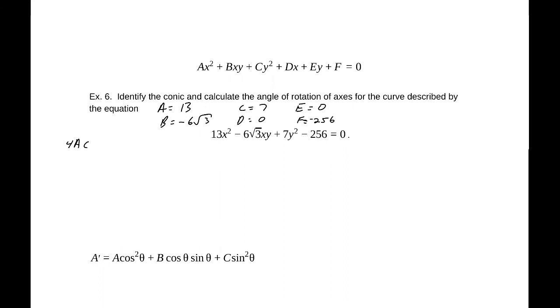4ac minus b squared. If we calculate that, that is 4 times 13 times 7 minus b squared, negative 6 root 3 squared. That is equal to 256, which is greater than 0. That tells us we have an ellipse. So we are dealing with a rotated ellipse. Now, how much is it rotated? That depends. All right, so let's find our angle of rotation.